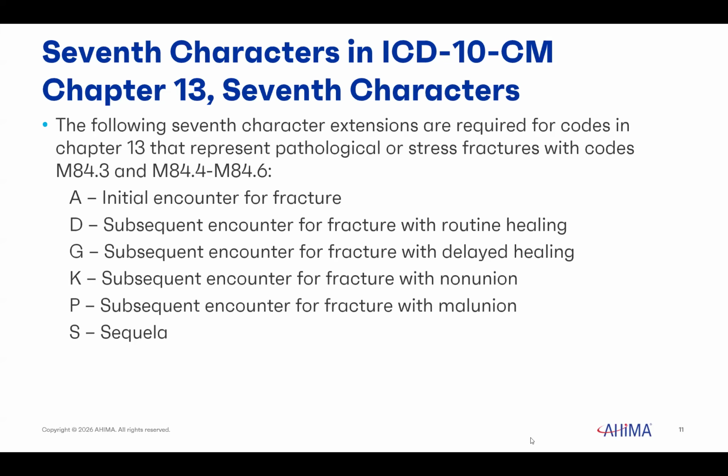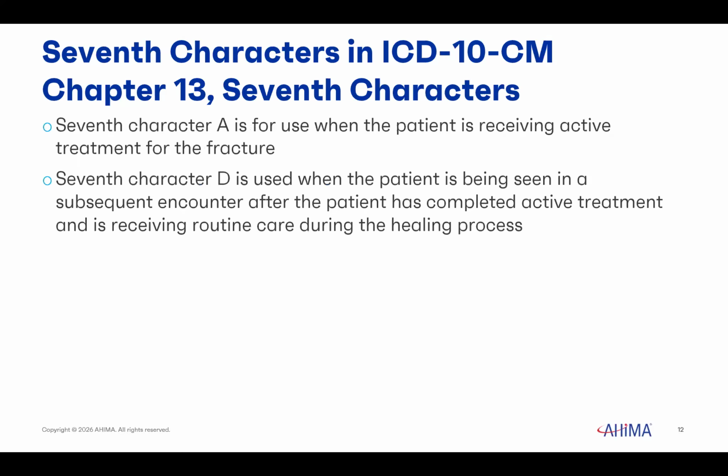So what exactly do all these things mean? Well, A is used when the patient is receiving active treatment. This is surgery, this is casting, this is care that's given in the ER, right? The D seventh character is used when the patient is in routine healing and the patient's at a follow-up visit. So we really need to keep those clear and straight and not get that confused.